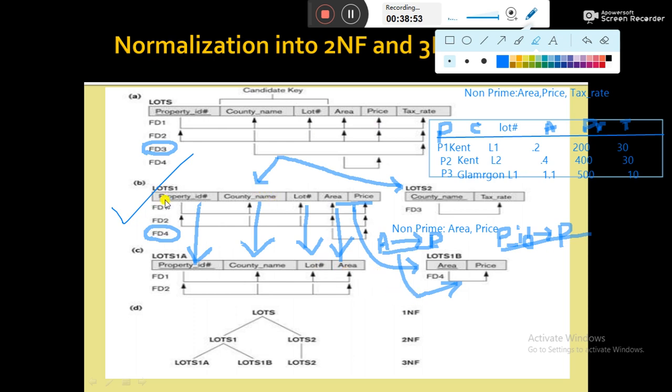So lots 1 now decomposes into two relations. Pictorially, we can say that lots 1 is decomposed into two relations, lots 1A and lots 1B. Next, lots 1A and lots 1B are now in 3NF. So we have already checked lots 1. Now next we have to check lots 2, whether this relation is in 3NF or not.